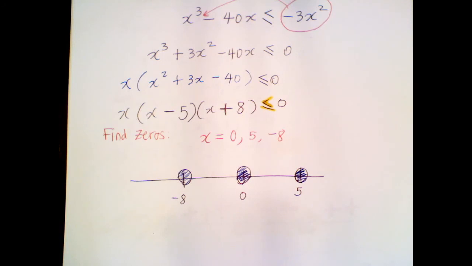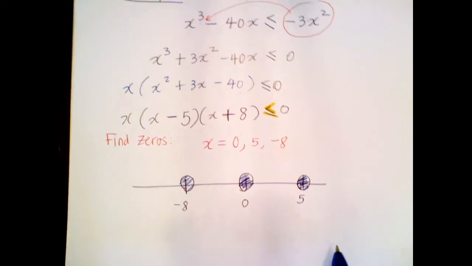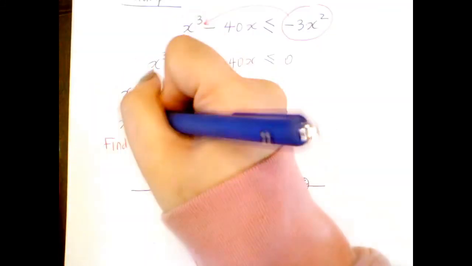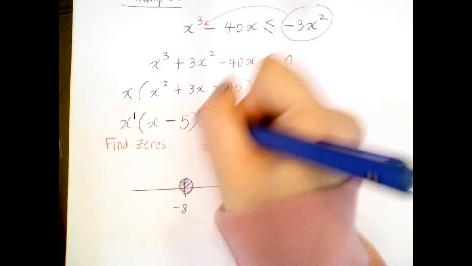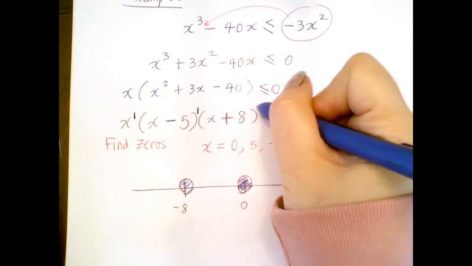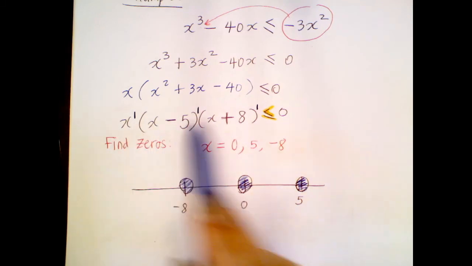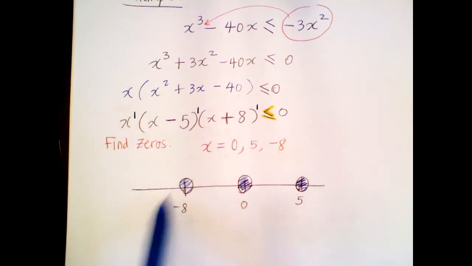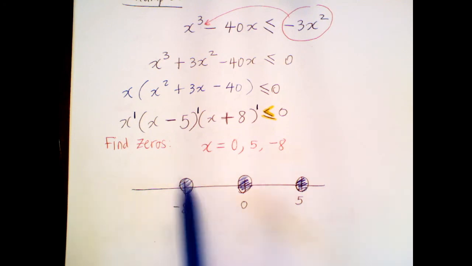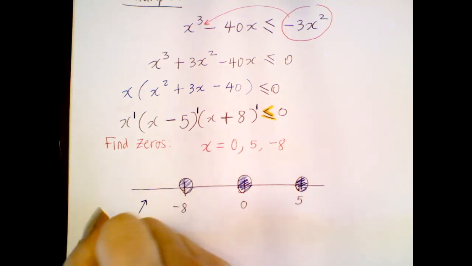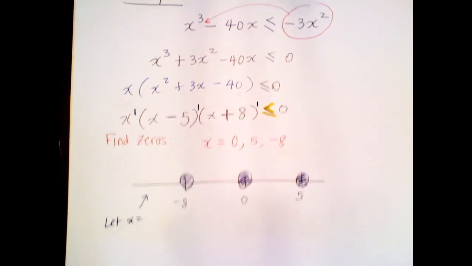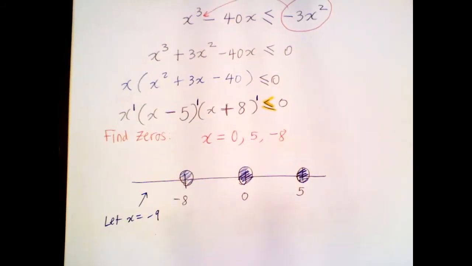Now let's plug in and look at the multiplicity real quick. This is x to the first power. This is x minus 5 to the first power, x plus 8 to the first power. Again, they all have odd multiplicity. So if I just figure out the one on the left, I know everything else will just alternate, right? So let x equal what number? Negative 9. I'll plug in a number that's smaller than negative 8.